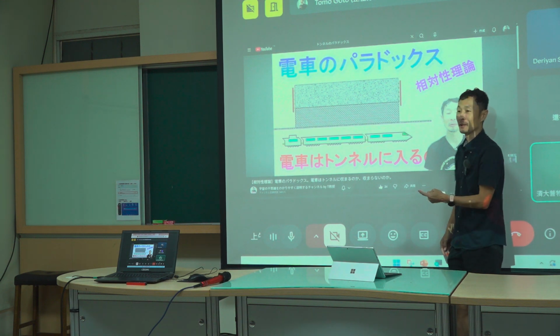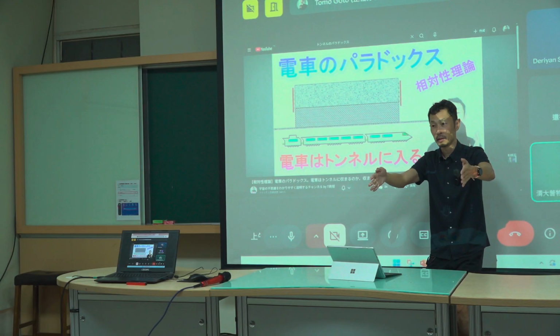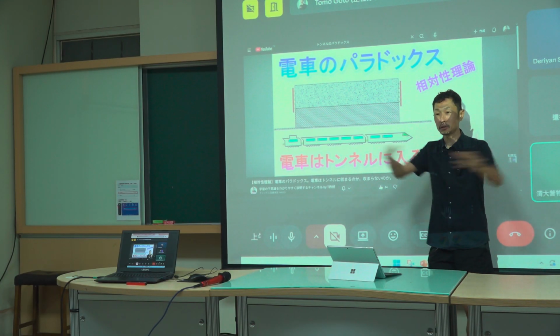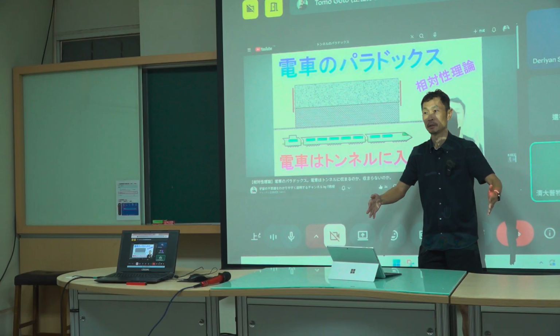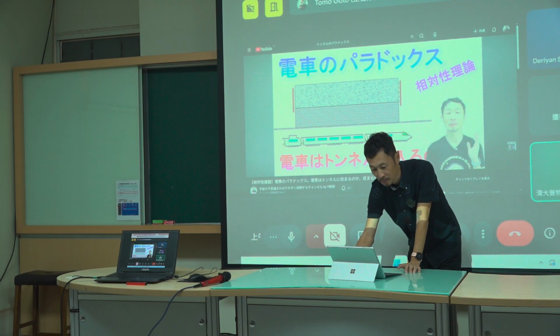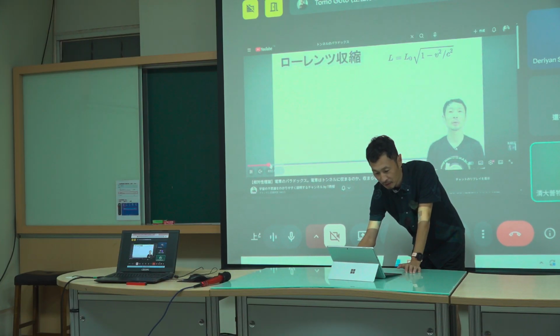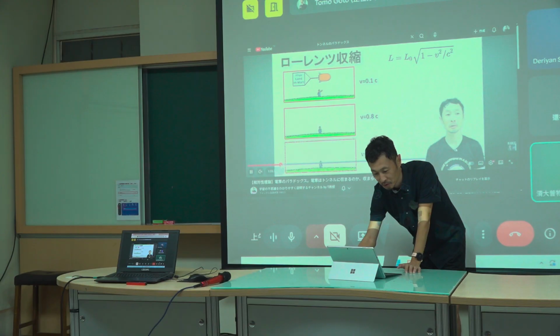So this is a paradox, because for people outside it gets shorter, so it's okay. But if you're on the train, it is still long, so it cannot fit. Which is correct? So this is the train paradox, okay? Now let me explain. Lorentz contraction is the topic today.